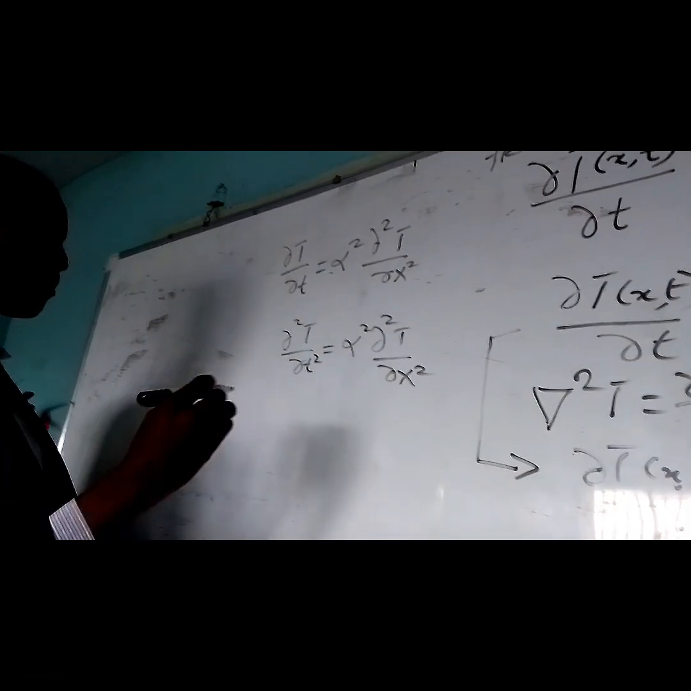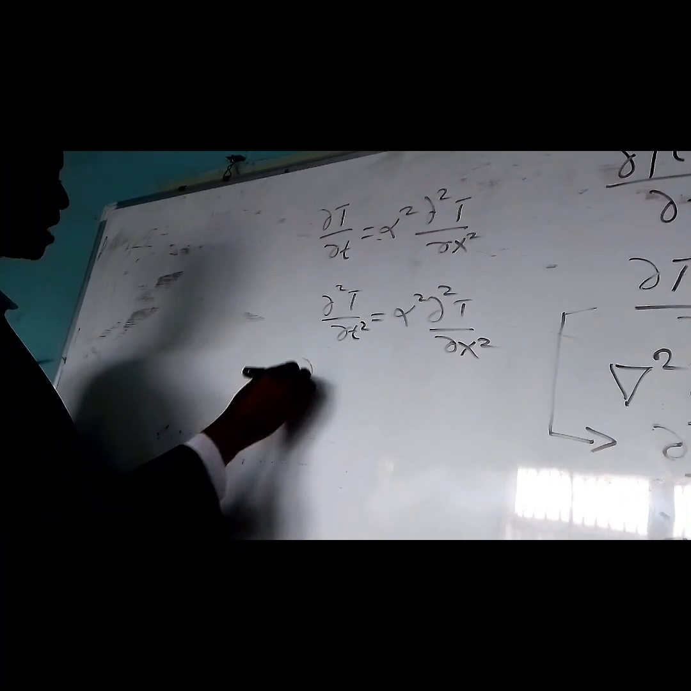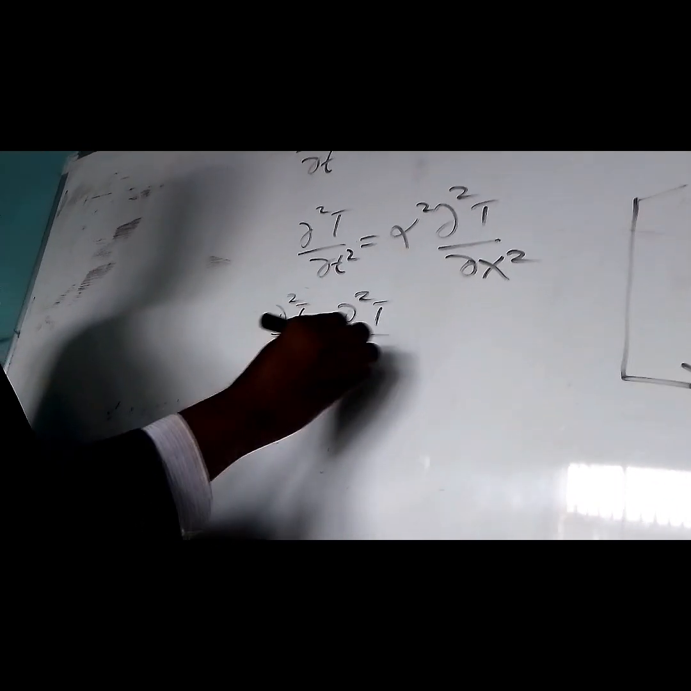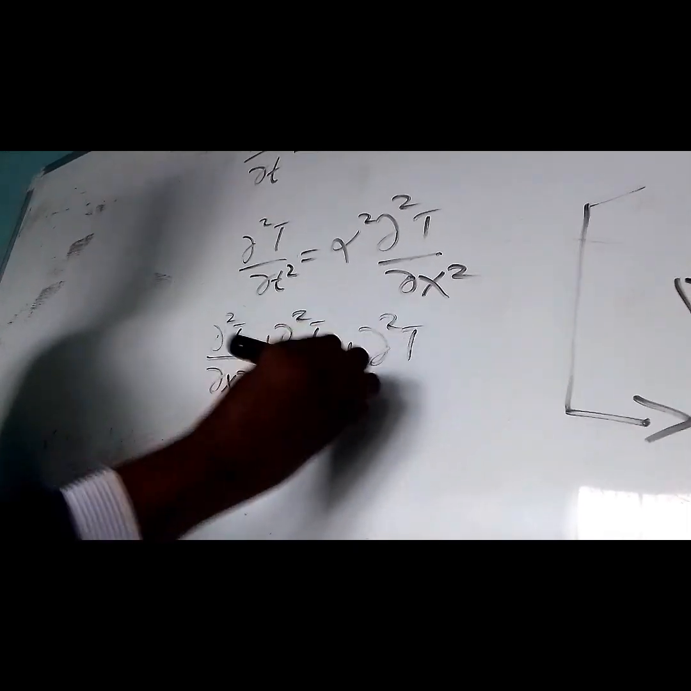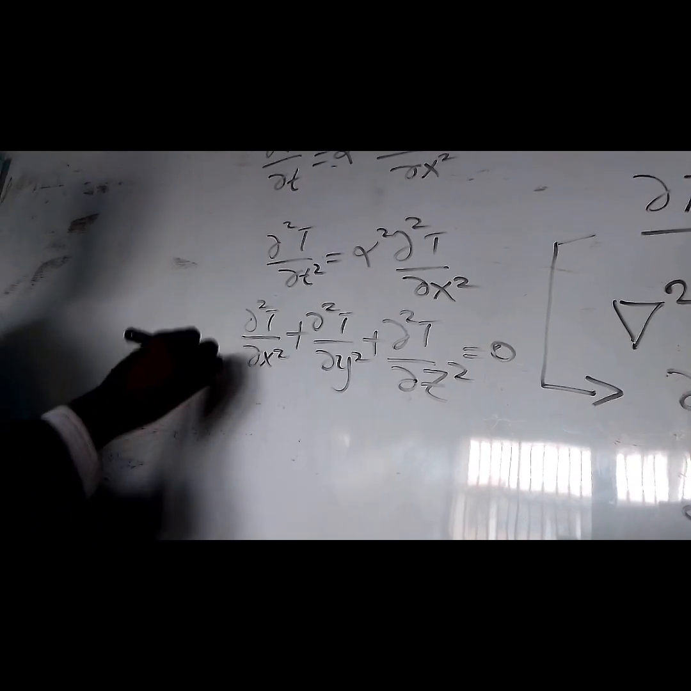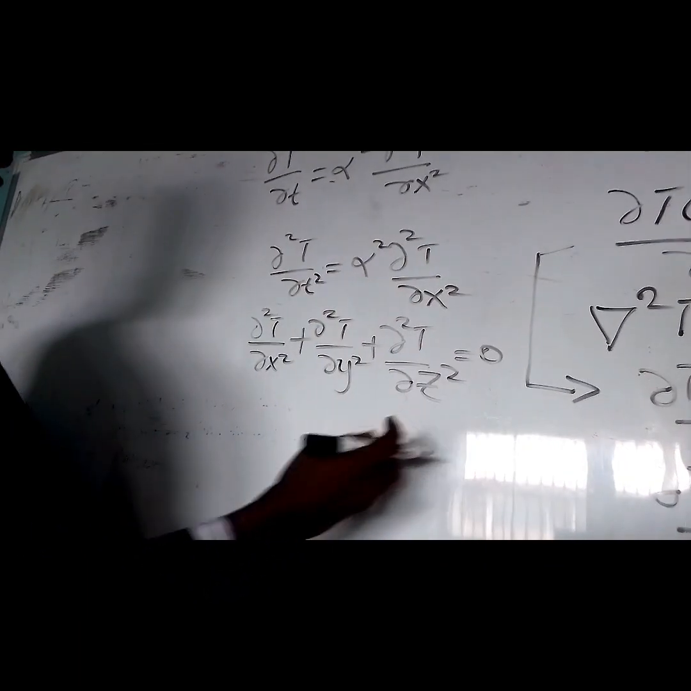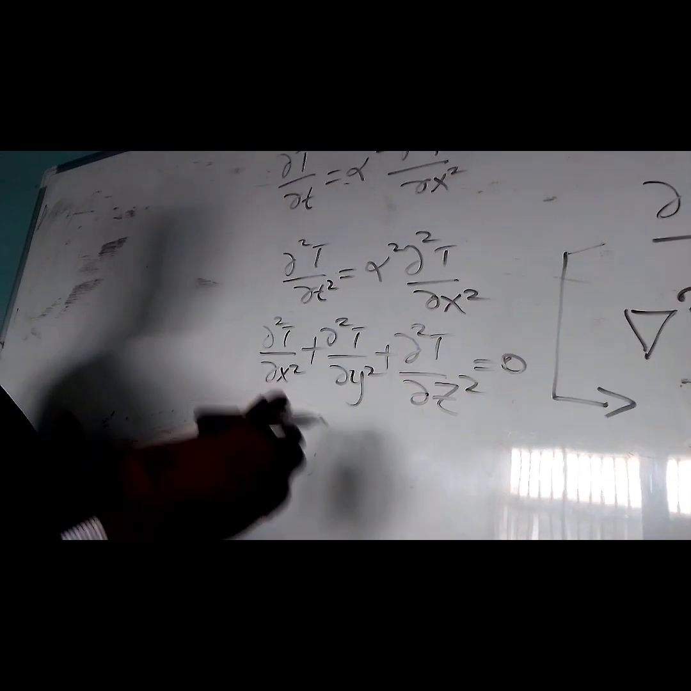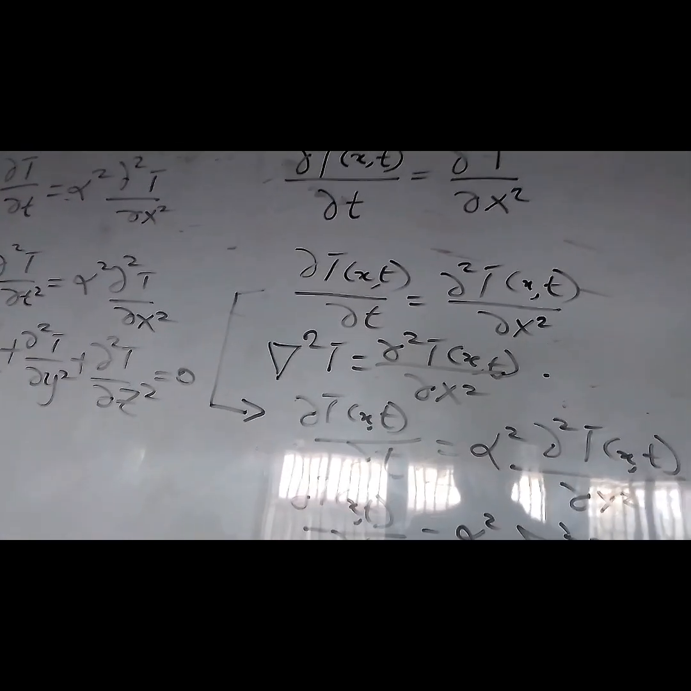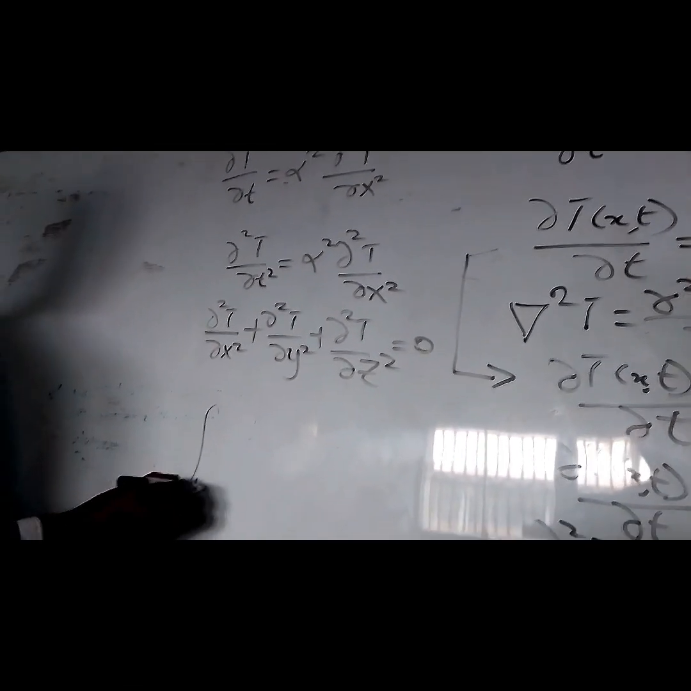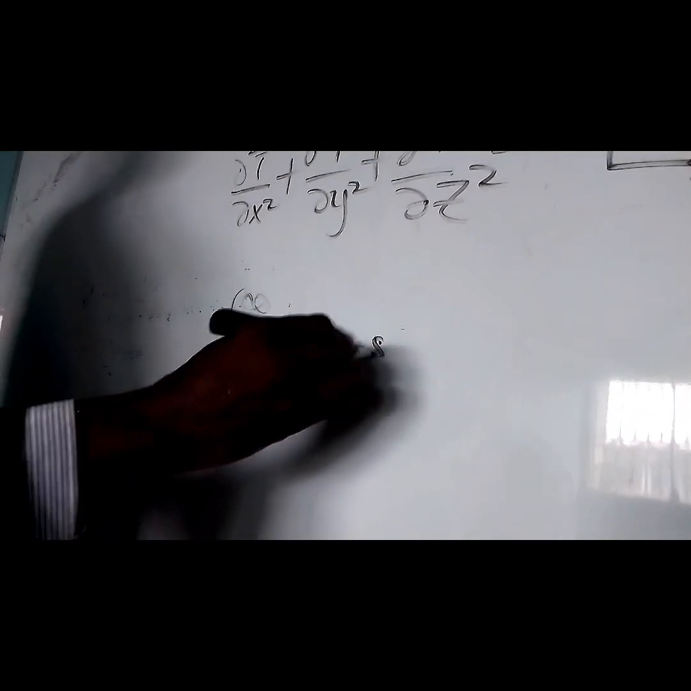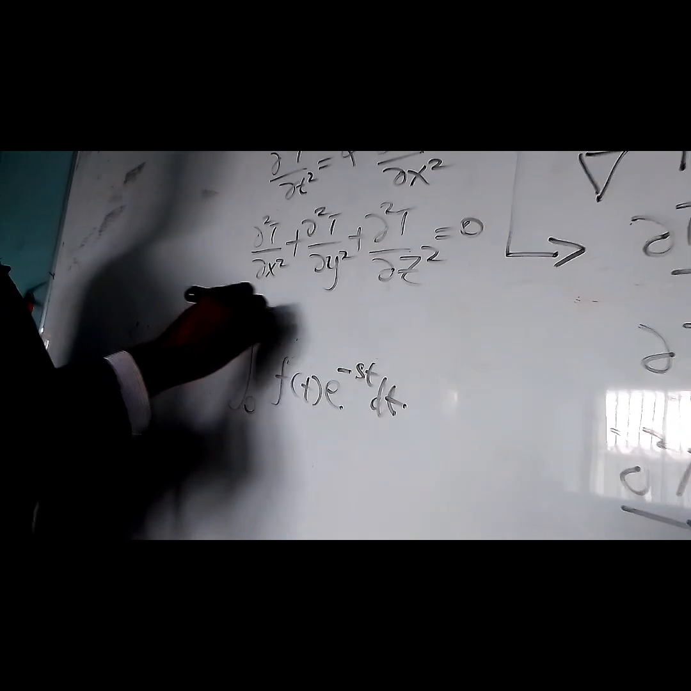So lastly is the Laplace's equation, which is modeled as partial square of t with respect to x squared plus partial square of t with respect to y squared plus partial square of t with respect to z squared equal to 0. The Laplace's equation that you see has nothing to do with the general Laplace transform. The general Laplace transform, like I reflected initially, is the integral 0 to infinity of function of t multiplied by exponent minus st dt. It is not what we are talking about.